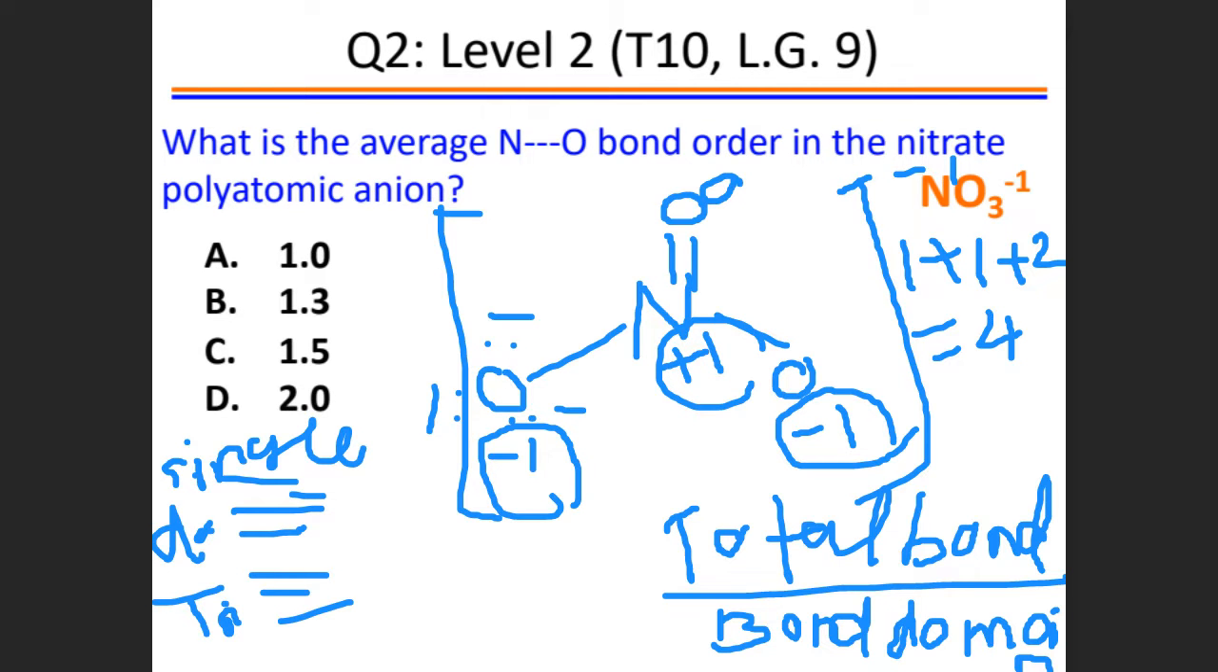That time, NO is one domain, NO another, however many we have. But for the number of total bonds, we will calculate 1, 2, 4. But domain means here to here one bond, here to here one bond, here to here one. So that will become 3. Now if we put this value here, total bond 4 and bond domain 3, and divide 4 by 3, can anybody tell what will come? 1.33. Yes, sir. So this is the answer.